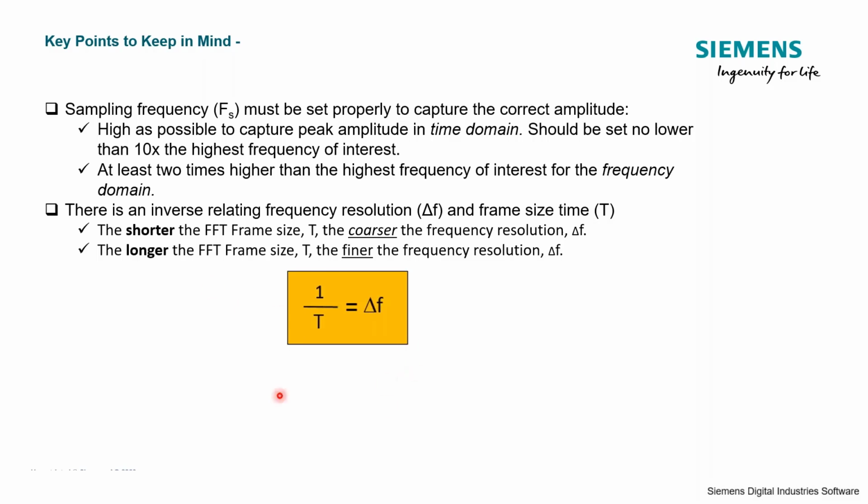Once again, that golden equation is something to always remember. The shorter the FFT frame size, the smaller this cap T, then the coarser our frequency resolution is. But the longer this frame size is, then we're able to get a finer frequency resolution. But remember, that comes at a cost of, you have to think about how much time data you have, how quickly does the event that you're measuring happen. So you may need to give up some frequency resolution to be able to have an accurate measurement because you just don't have enough time data.